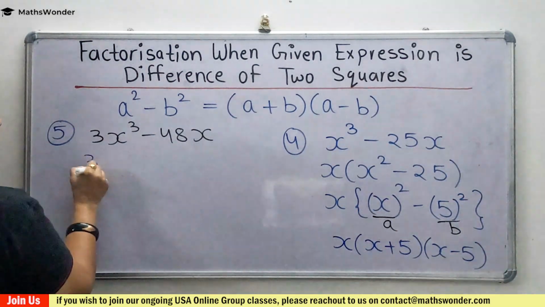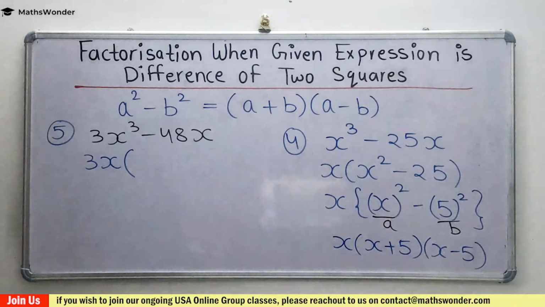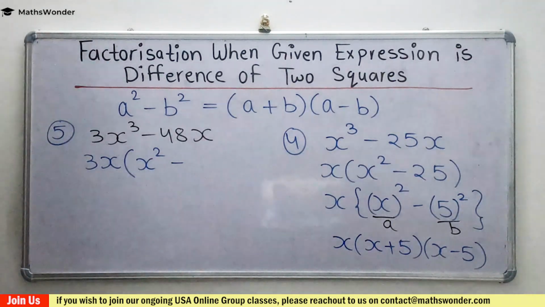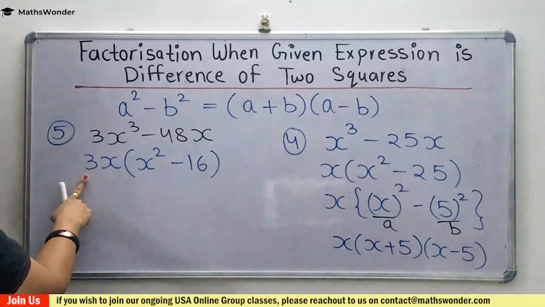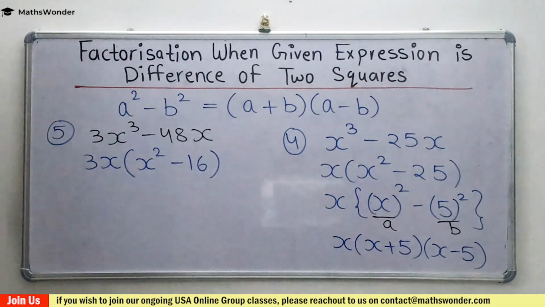We have to take 3x as common. So, what will you write inside? 3 is already out. x squared minus 48x. Not 48, because we have already taken out 3. So, 3 times 16 will give 48. So, x square minus 16.